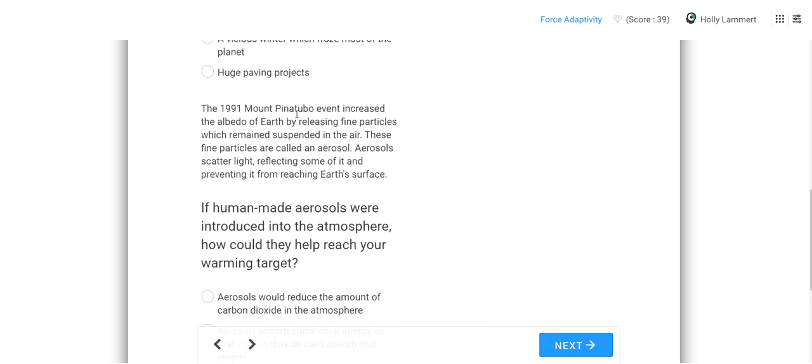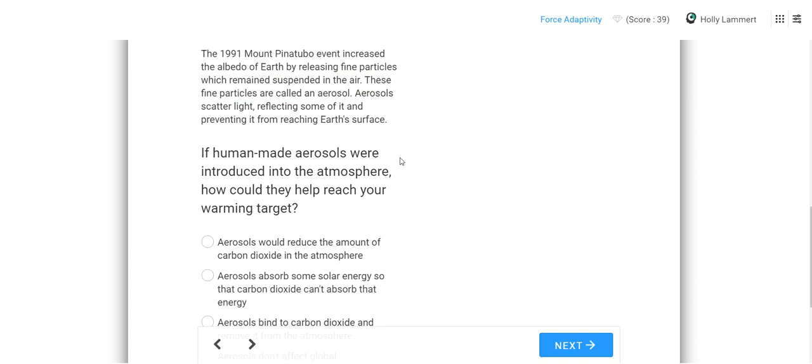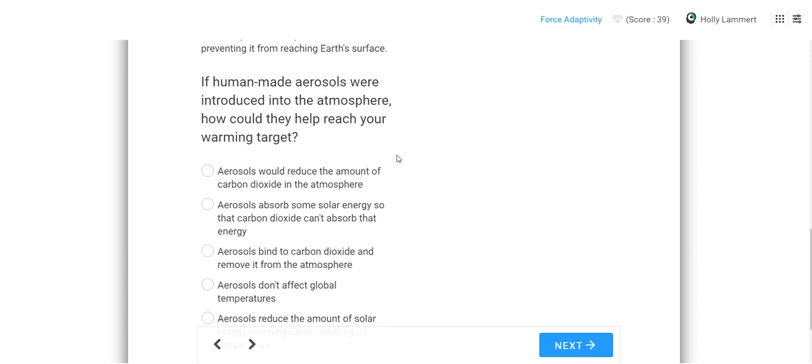Mount Pinatubo event increased the albedo of Earth by releasing fine particles which remain suspended in the air. These fine particles are called aerosols. Aerosols scatter light, reflecting some of it and preventing it from reaching Earth.